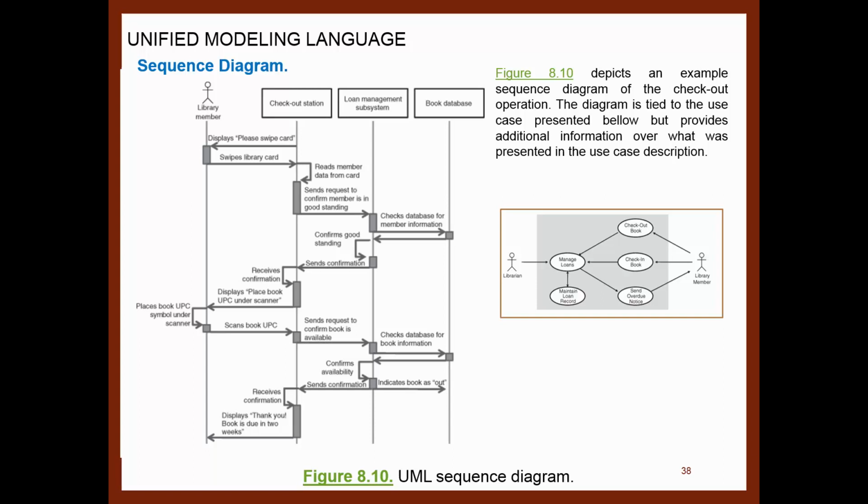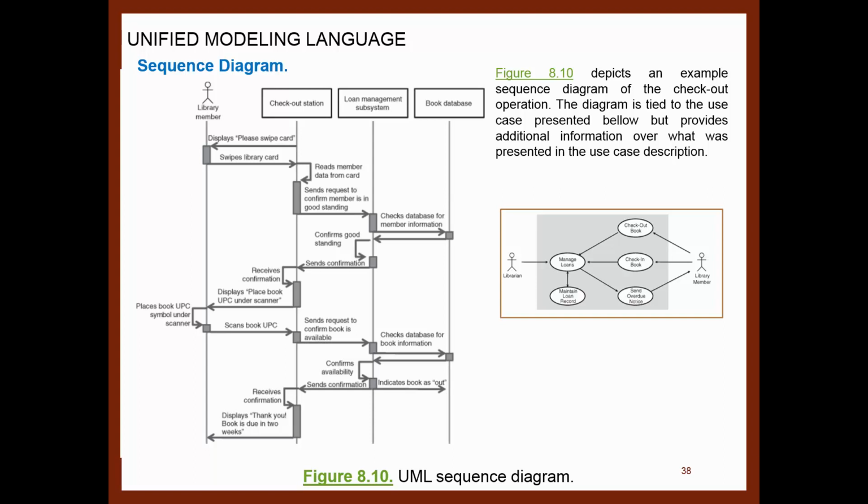So for a sequence diagram, those lines that you see going from up to down, those parallel lines, are representing the timeline. So as you move down, that means those actions are happening after the actions that are happening above. And you can see also at the top you have the actor and those entities that are part of your system, like the checkout station, the loan management subsystem, and the book database. And those arrows that are going from column to column, those are the actions that are happening.